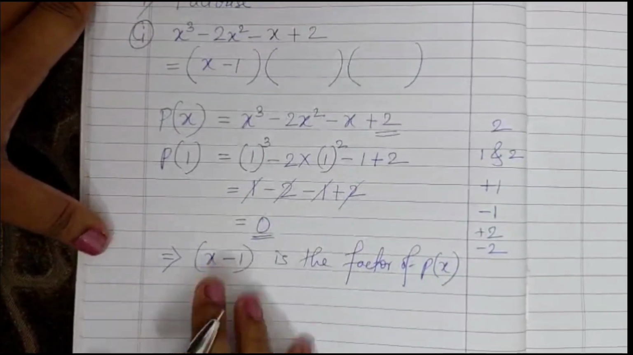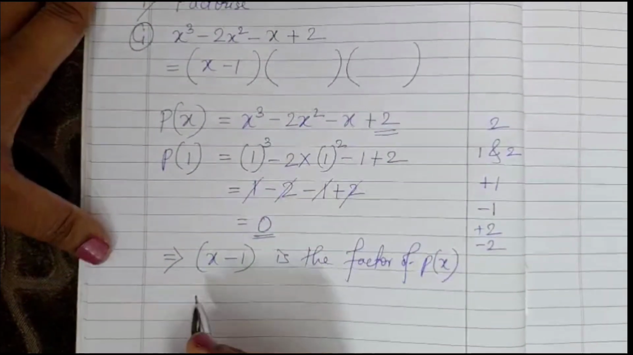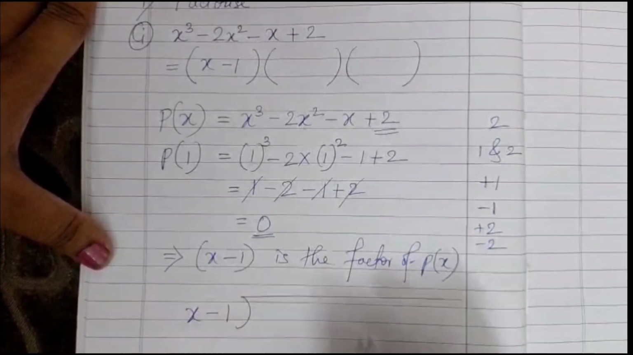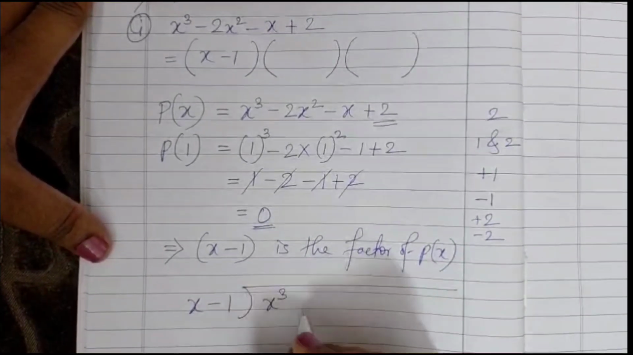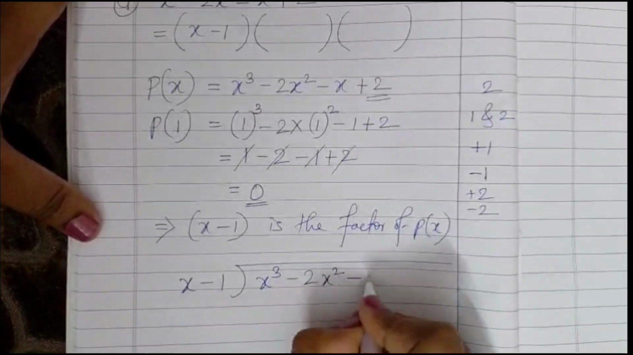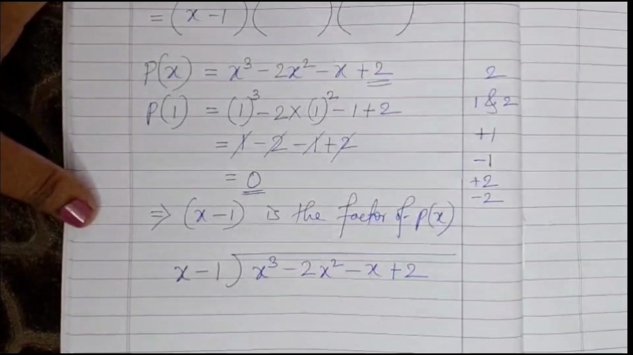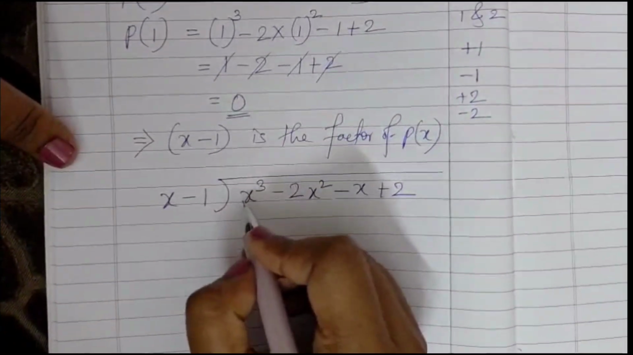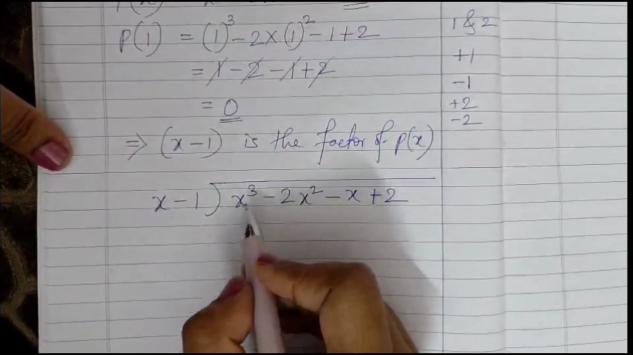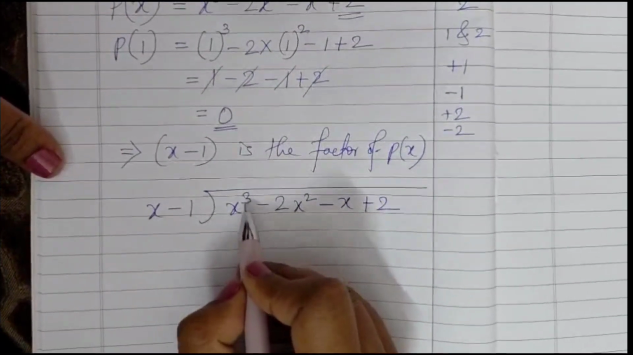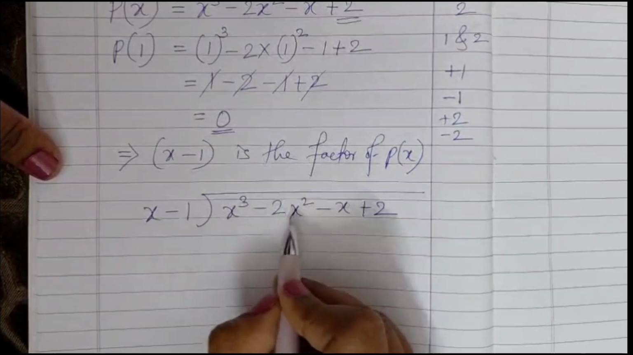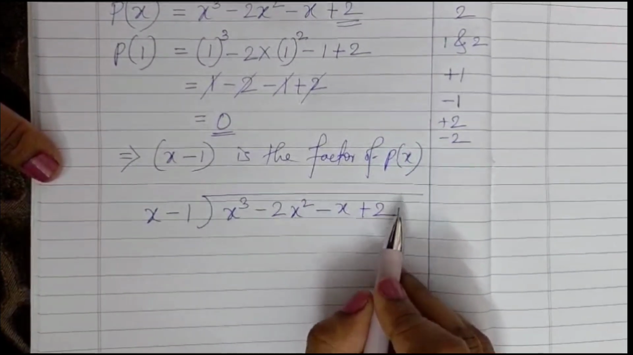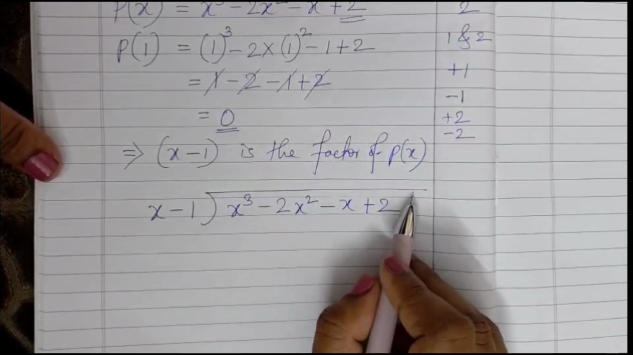So now let's try to find the rest too. For that, we will divide the polynomial by x minus 1. While dividing, you have to make the target. First of all, arrange the given polynomial according to the power of the variable, in decreasing order: x cube, x square, x to the power 1, and here x is not there because its power must be 0.